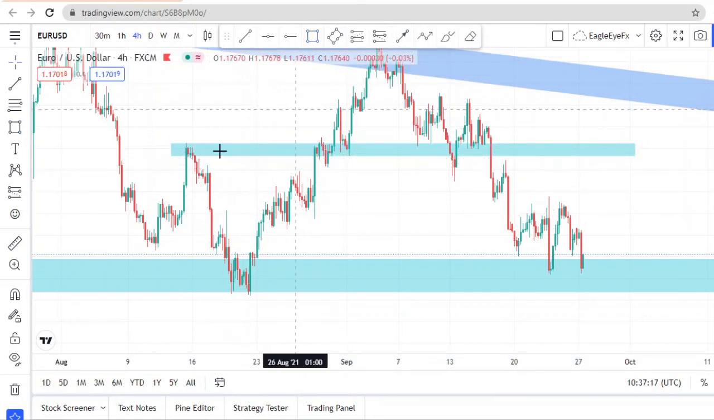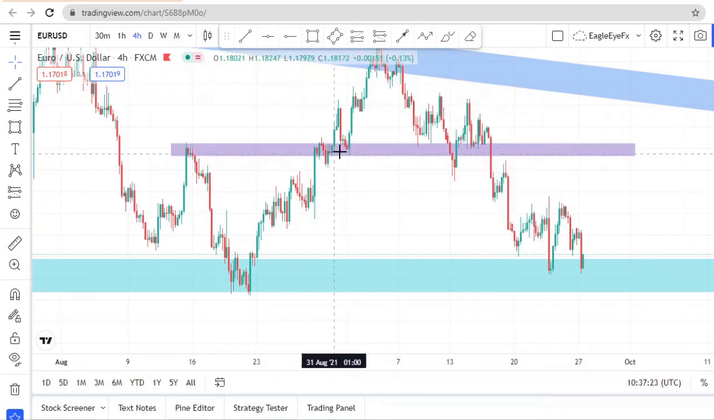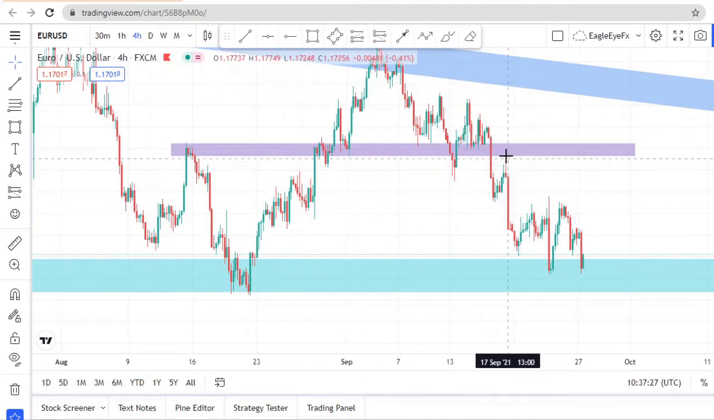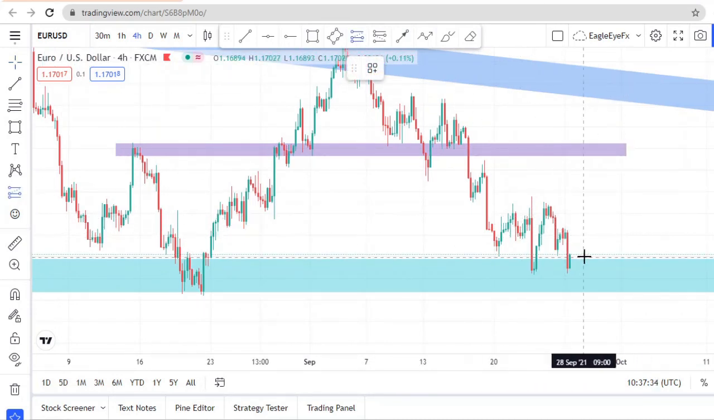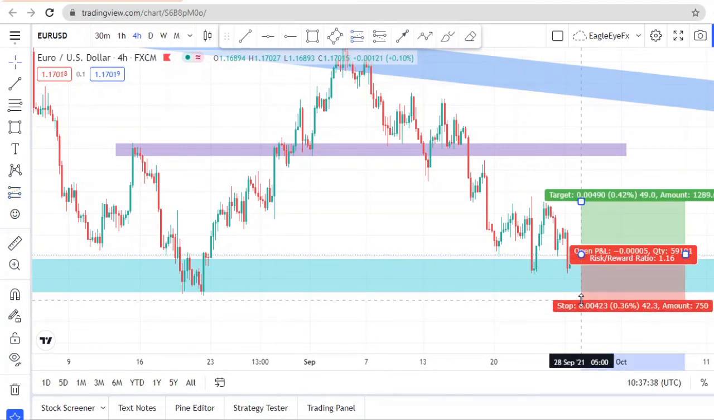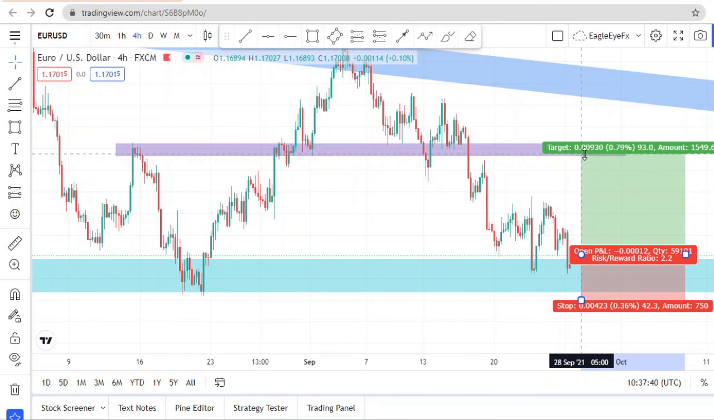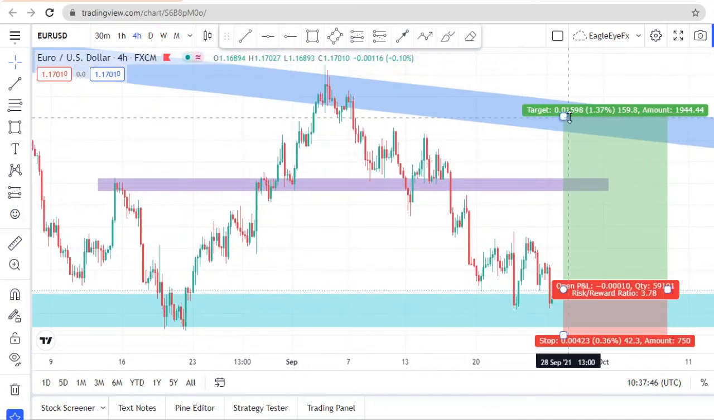So you can see here rejection. Let me change the color so that you're not confused. You see some rejection here, and then a break in support, then some sort of retest. So what am I looking for here? I'm looking for buying opportunities. Put my stop loss somewhere around there, take my first profit over there, then my overall profit on the zone here.